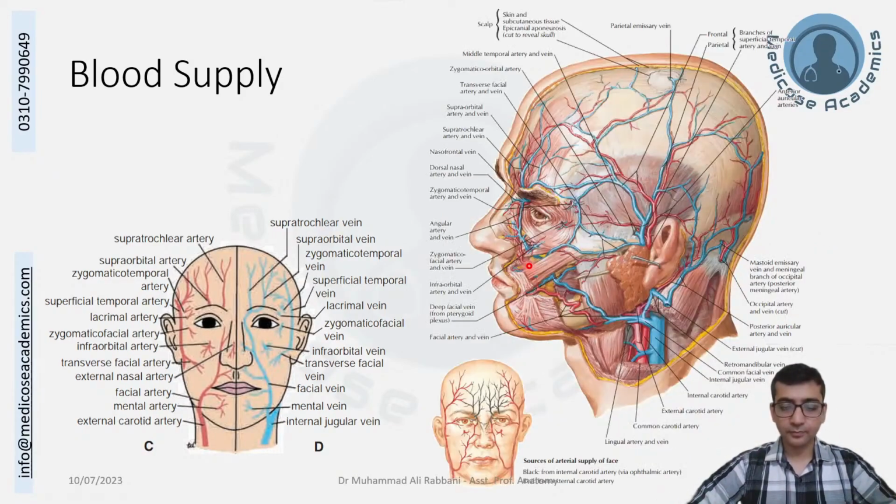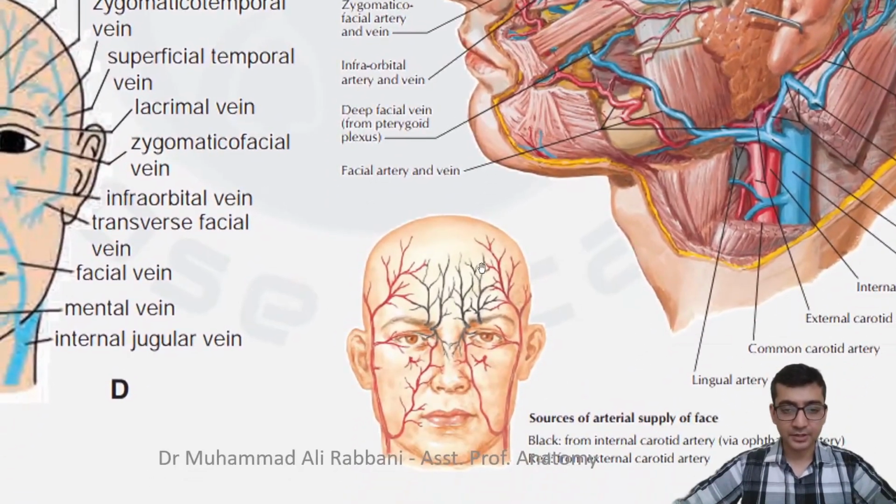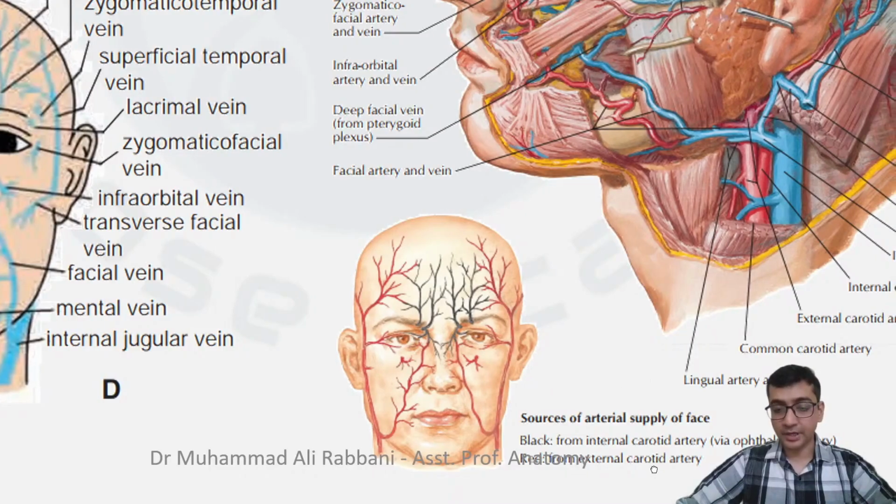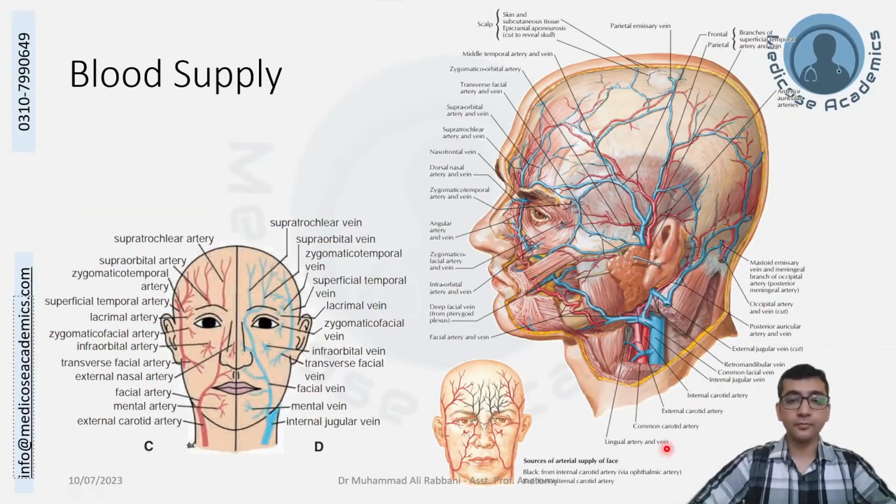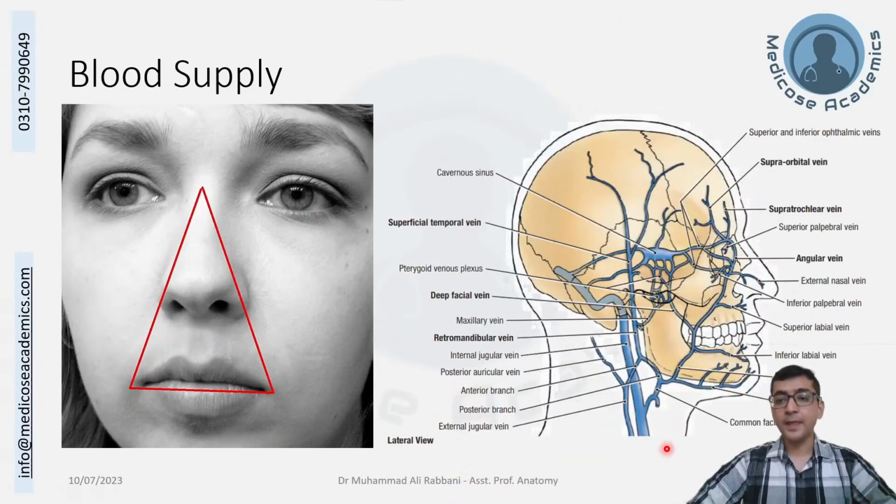So there is a connection between the two circulations, internal carotid and external carotid circulation, as it comes to the surface. So this is the latest picture, and in this particular picture, I'm leaving it for you to take a screenshot. They have shown in blue and red the arteries that are coming from the ophthalmic artery, the internal carotid circulation, and the arteries that are coming from the external carotid artery. So this is all about the blood supply.